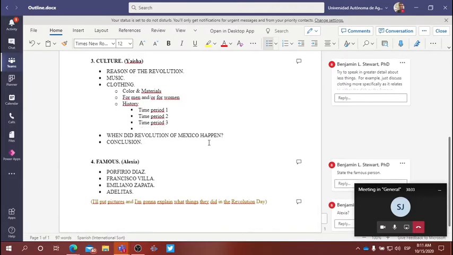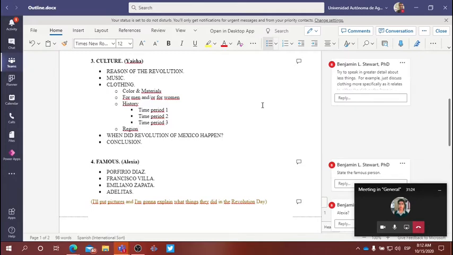Okay, good. Any other aspects of clothing that we could mention? We've got color, materials. We have clothing for men, clothing for women, that could be another category. History, any other examples? Clothing by country. Each country has its way to wear clothes. All right. I'm going to mention region.